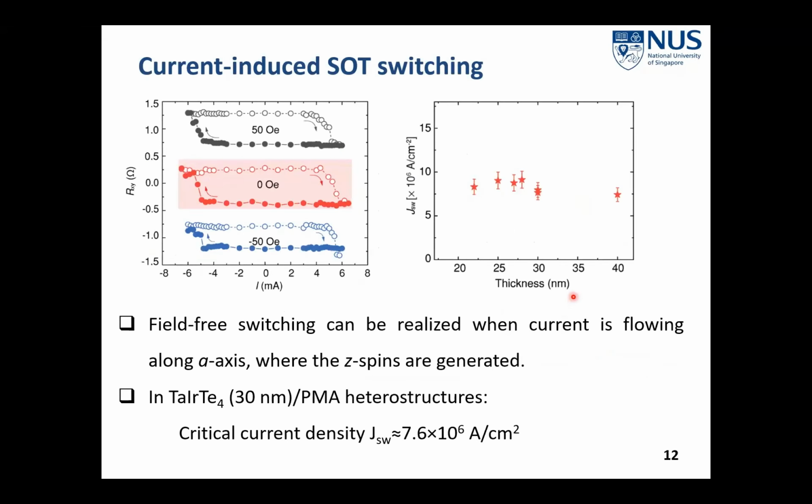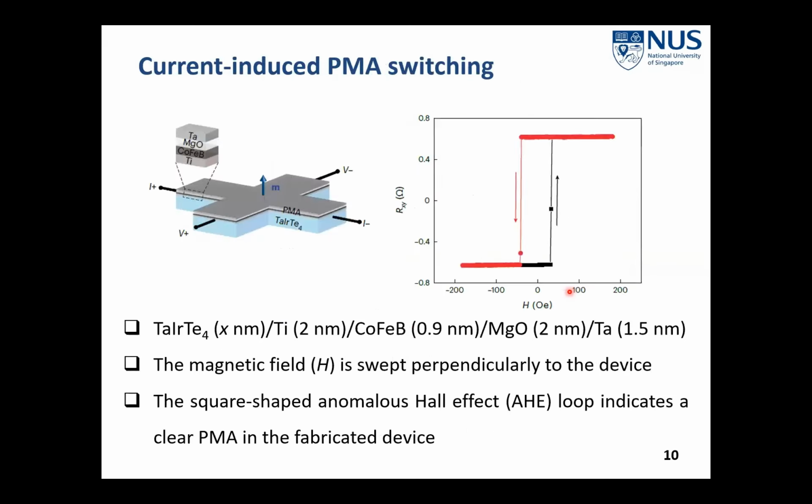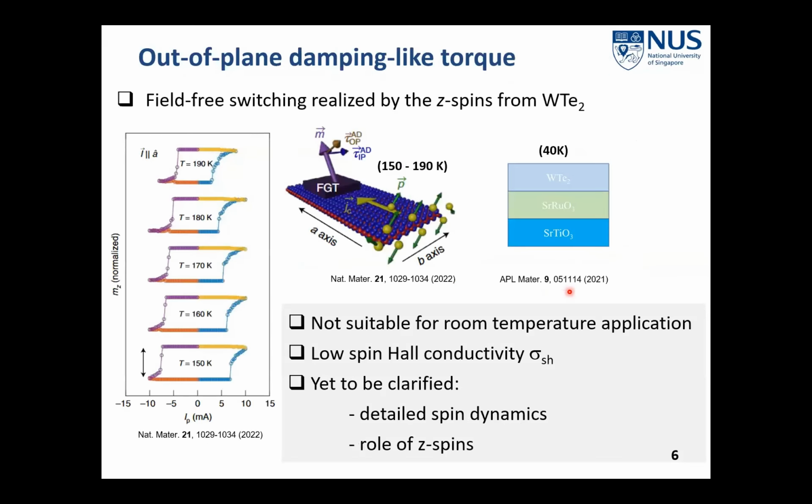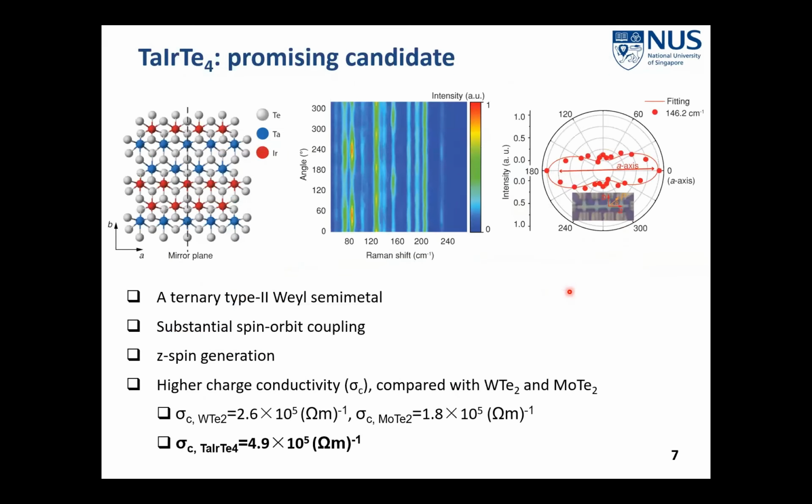Okay, thank you for the very interesting presentation. I'm interested in the material, tantalum iridium telluride. From your group, you also measured the nonlinear Hall effect of this material, and you found a sign switch between room temperature and low temperature. So do you also find this kind of sign switching behavior in spin Hall conductivity in your experiment?